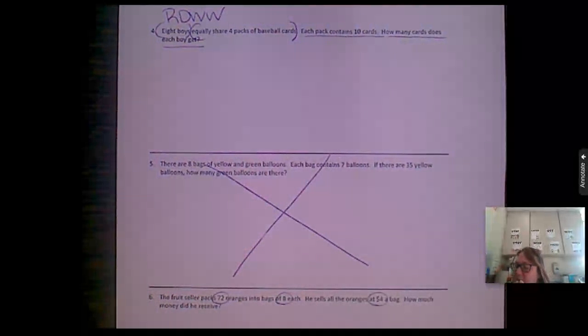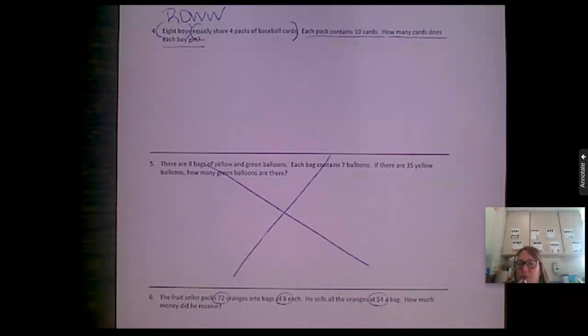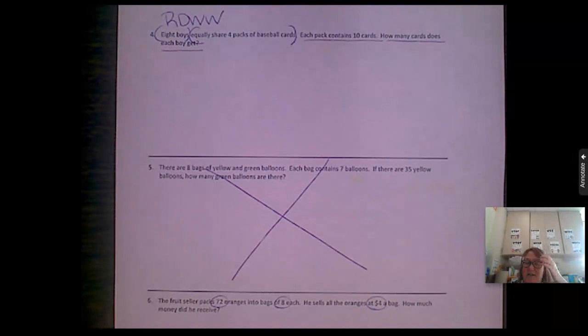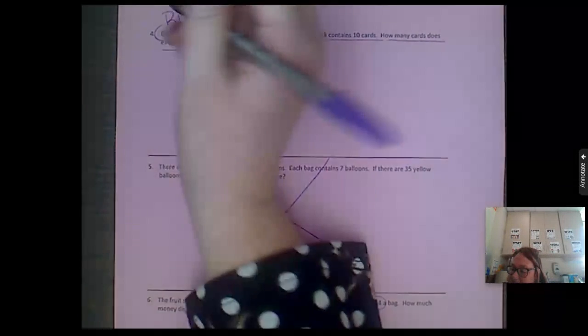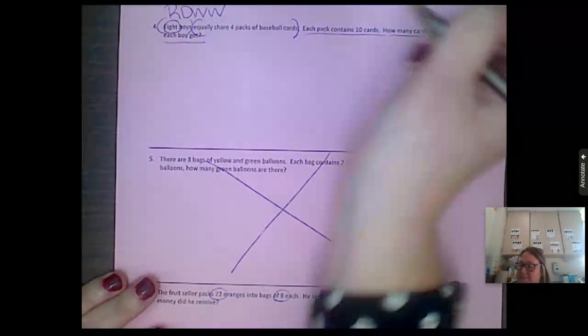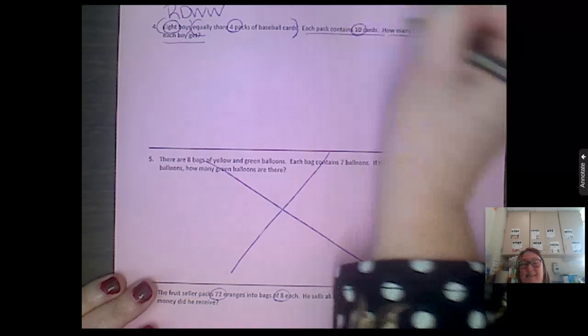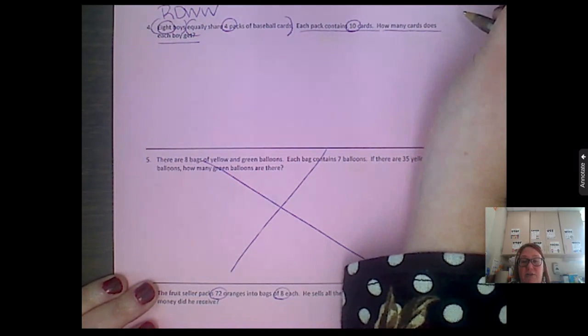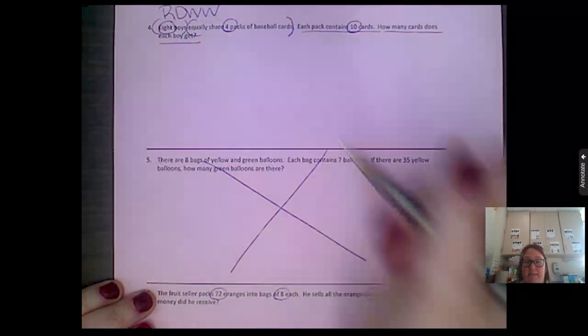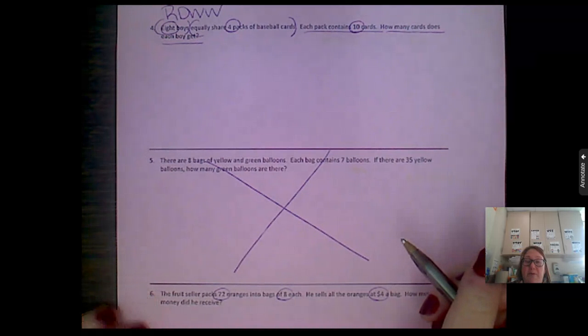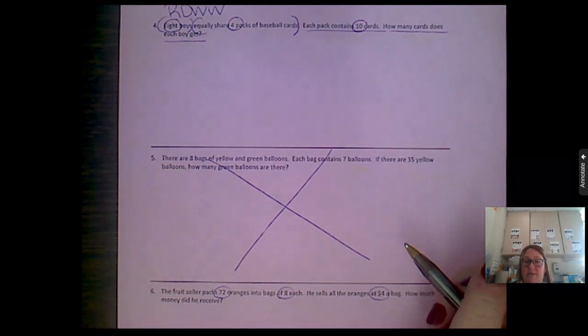You know what? When I was showing you earlier that number 6 was a 2-step problem because it had 3 numbers, what did we notice about number 4? It also has 3 numbers, right? So we have 8 boys, 4 packs of baseball cards, and each pack contains 10 cards. I didn't even see that when I was just doing a quick skim of it because 8 was in word form. But yeah, number 4 is definitely a 2-step problem as well.